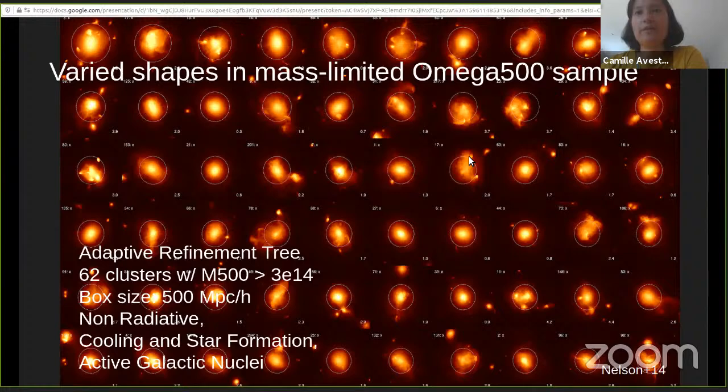We have runs for non-radiative cooling and star formation and AGN containing clusters to look at the systematic effects of adding additional physics.